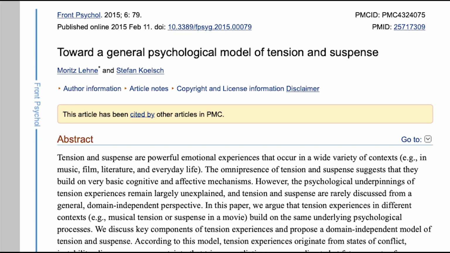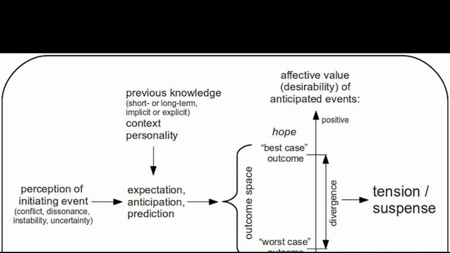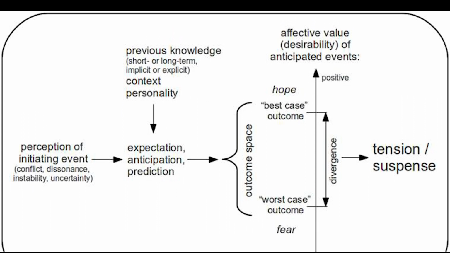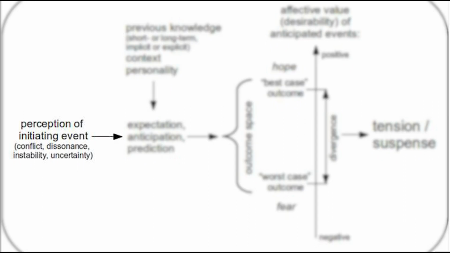But suspense is essentially an emotional process. You can only get the suspense element going by giving the audience information. In an article entitled Towards a General Psychological Model of Tension and Suspense, Moritz Lehne and Stefan Koelsch explore the steps to achieving suspense. In the end, they theorize the formula, and today I want to focus on the 3 main pillars necessary for suspense. Beginning with conflict, dissonance, instability, and uncertainty that leads to expectation, anticipation, and prediction, resulting in positive or negative outcomes, which finally gives us suspense.